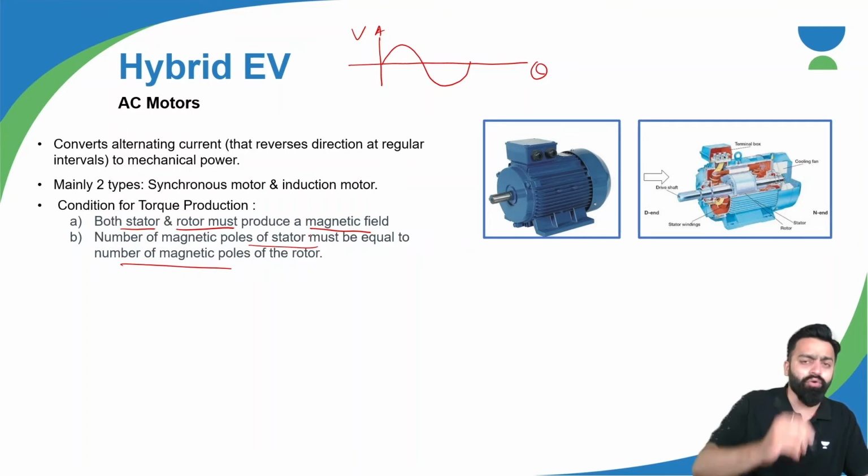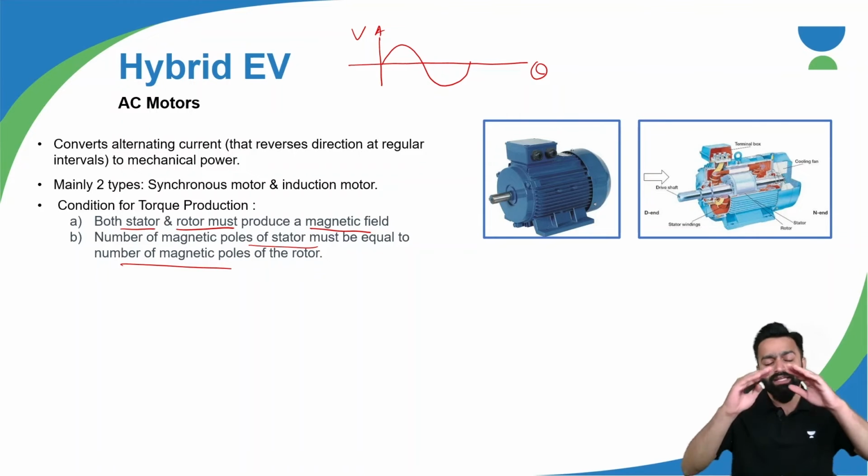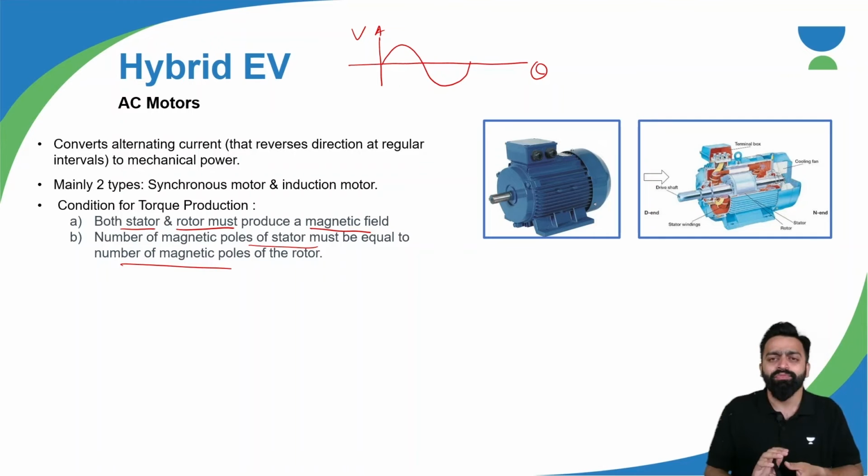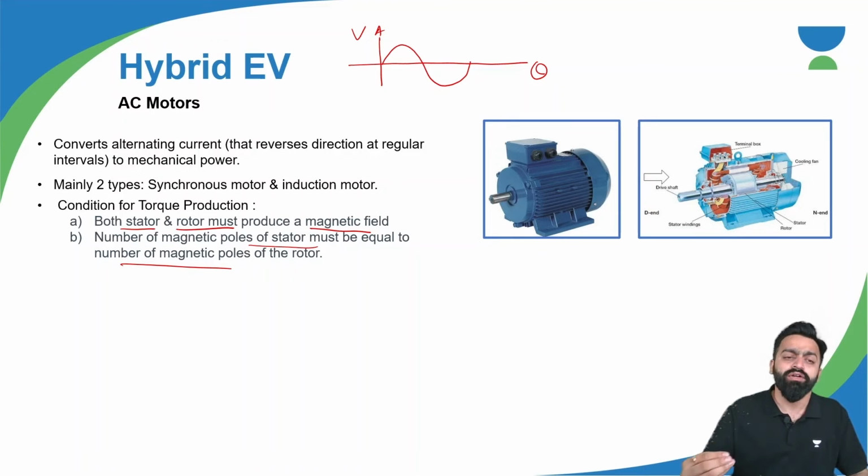When we understood the DC motor, I told you that there is a yoke, which is a circular, stationary part. On that we place the poles, and on the poles we place the windings carrying DC current. In an AC motor also, the rotor and stator have poles, but we have to make sure that both have the same number of poles. When the poles carry current, they produce a magnetic field. Both magnetic fields interact with each other, and torque is produced.